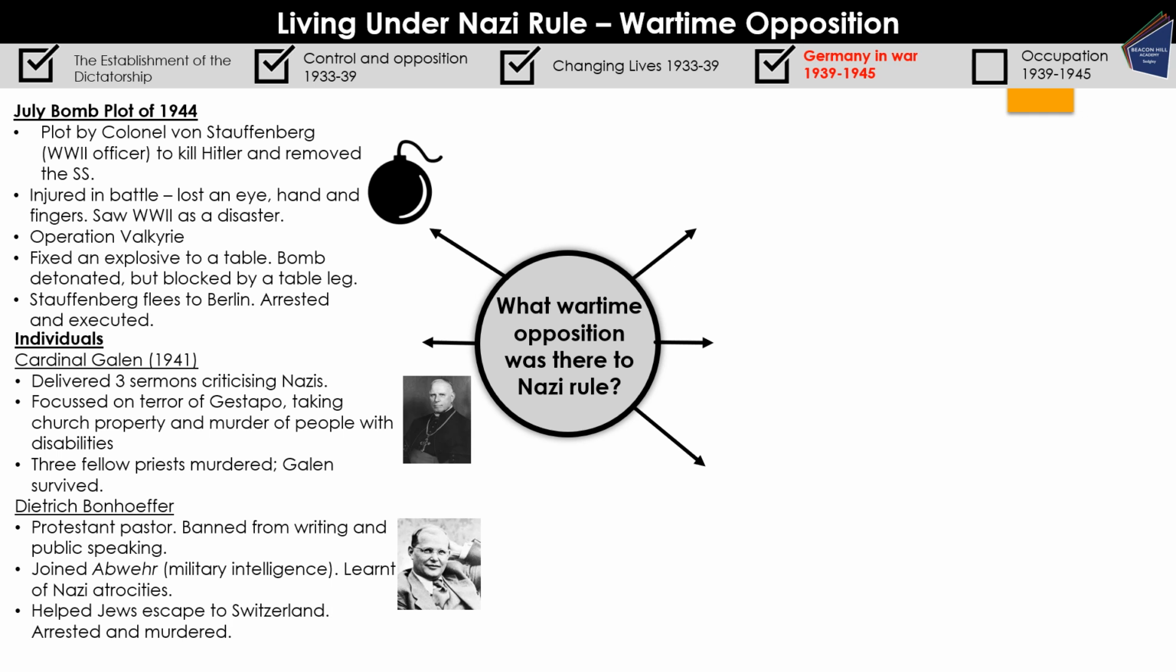We also have Dietrich Bonhoeffer, who was a Protestant pastor who was banned from writing and public speaking. He joined the Abwehr, which was the military intelligence unit, and he learned of the Nazi atrocities and tried to do as much as he could to fight against them.